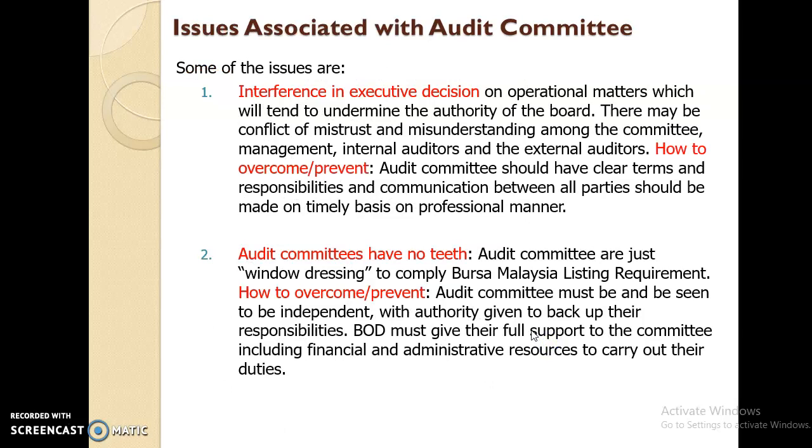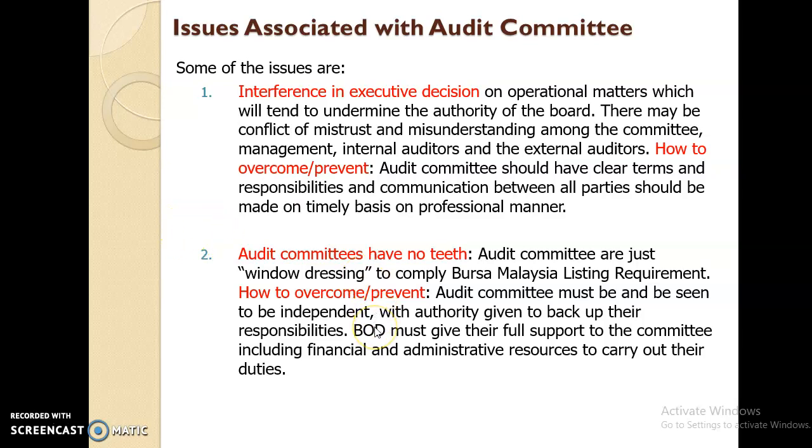So these are the authority and power, the duties. Okay, it is interesting that there are certain issues associated with the audit committee. For example, interference in executive decisions. And then there could be conflict, mistrust and misunderstanding about the committee, management, internal auditors, and the external auditors. But how can we prevent this? The audit committee needs to have clear terms and responsibilities, and communicate between all parties on a timely basis and in a professional manner. So this is very important.